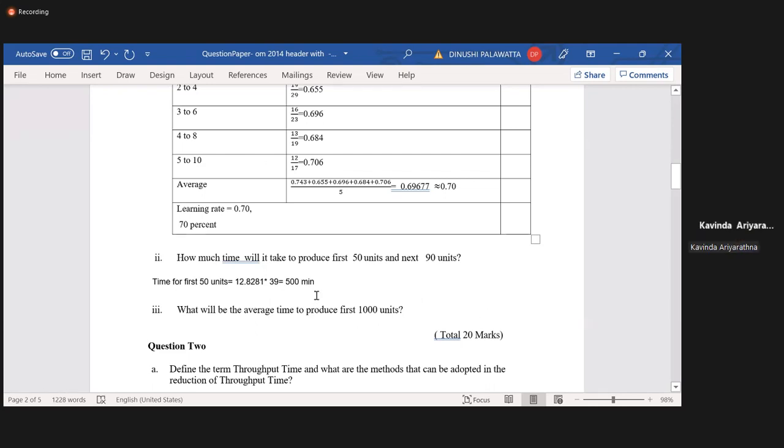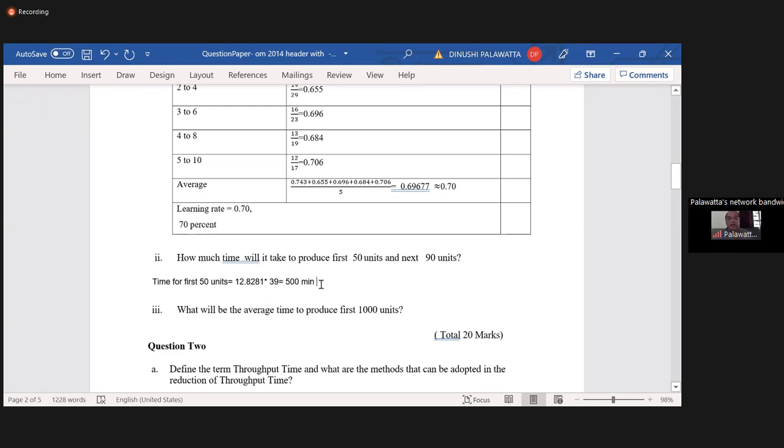Sir, why did we multiply by 39? 39 is given in the question. 39 is the time for the first unit. In the table, it is assumed that the time for the first unit is 1. So you have to multiply this by the time for the first unit. So then you get the time for first 50 units, all of them together.